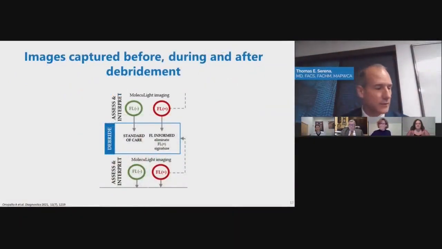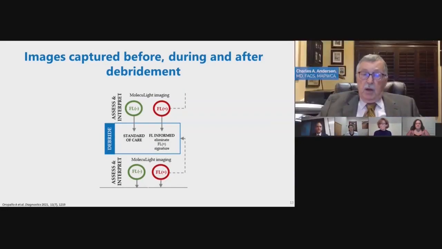I know you do a lot of this, Dr. Anderson. Would you want to comment on this section? Absolutely. That's probably one of the more common indications in our clinic: a chronic wound that is failing to progress.